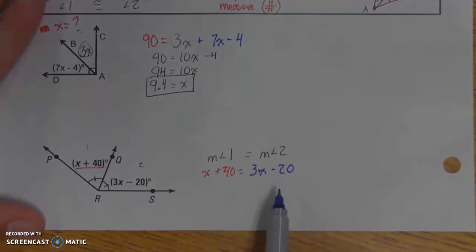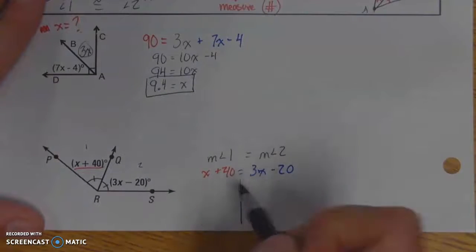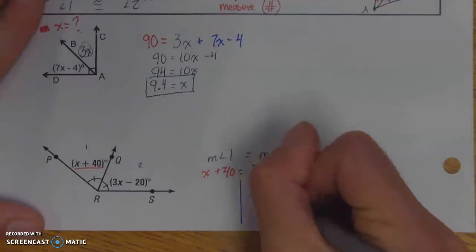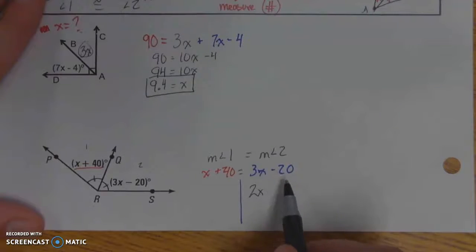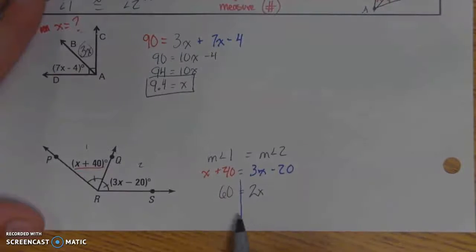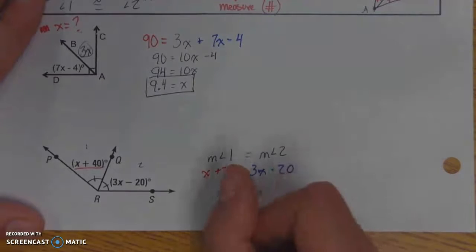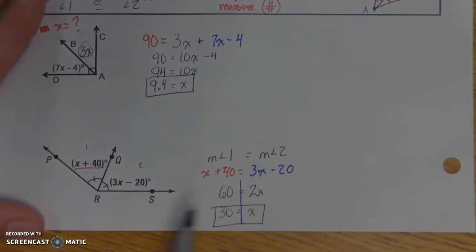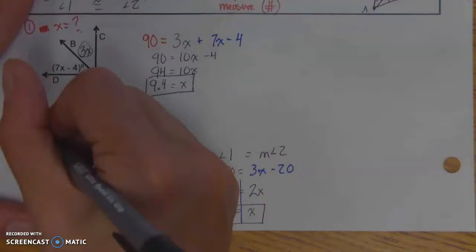Here I can solve for x by combining like terms, and I'm going to subtract x from both sides to get 2x on this side. And since I would really like to not have the 20 on this side, I'm going to add 20 to both sides to get 60 over here. Divide both sides by 2, and I end up with 30 is equal to x.